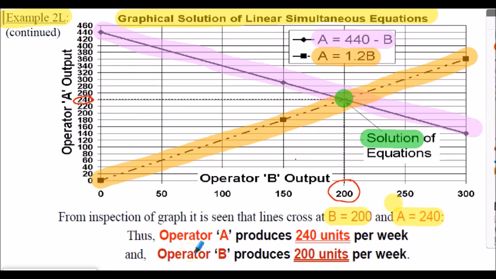So in summary, operator A produces 240 units per week and operator B produces 200 units per week. As you can see, we've satisfied the initial conditions in that the total output of both operators in a week is 440 units, and the ratio of output between operator A and operator B is 6:5, again as given in the question.